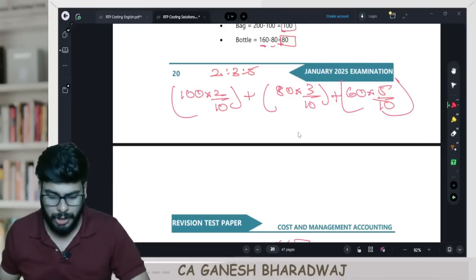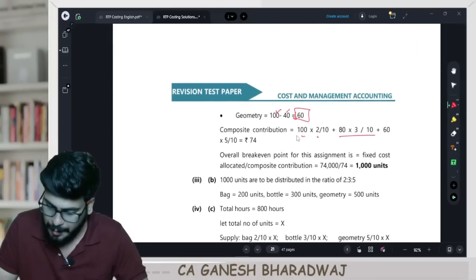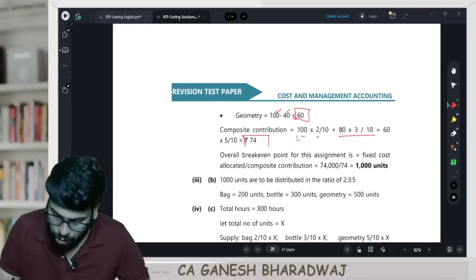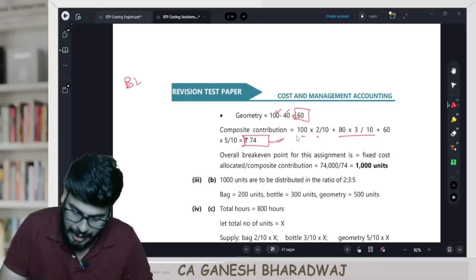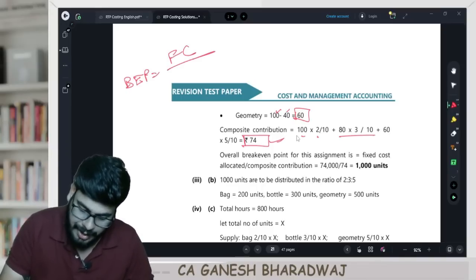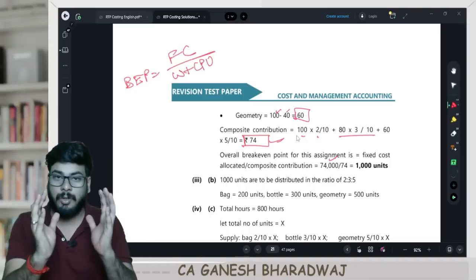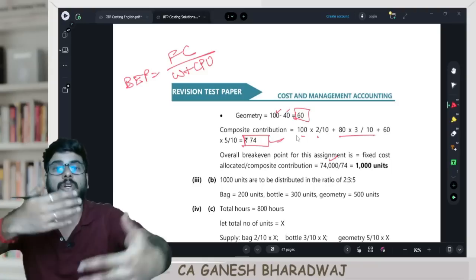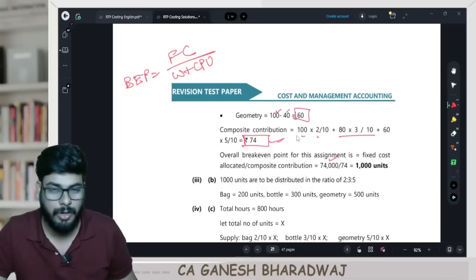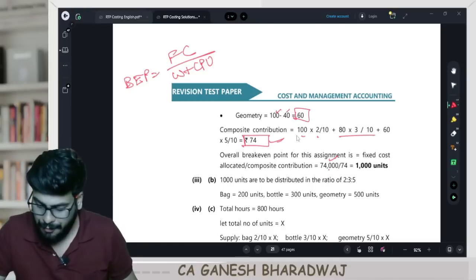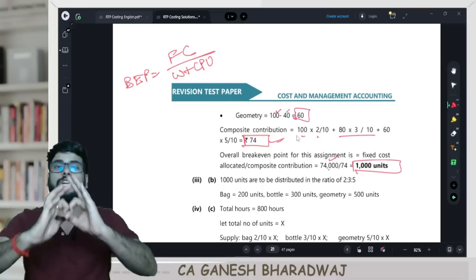It's also known as composite contribution per unit, right? This is exactly what they have done: 100 into 2 by 10 plus 80 into 3 by 10 plus 60 into 5 by 10. So the composite contribution per unit, or the weighted contribution per unit, is going to be 74 rupees. We know that the break-even point is fixed cost divided by weighted contribution per unit. Fixed cost is 74,000, which you need to recover out of this particular supplies made to the schools, right? And the weighted contribution per unit is 74 rupees. 74,000 divided by 74 is 1000 units.